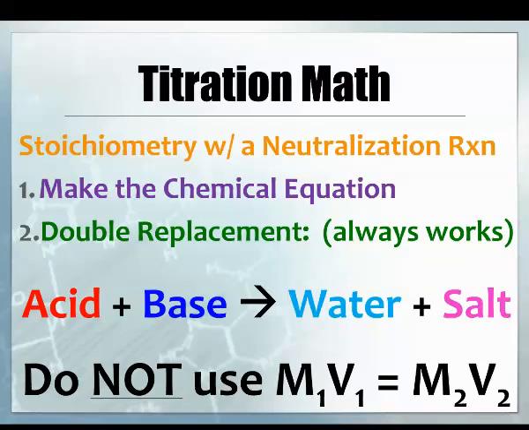We're going to be talking about titration math. Titration math is stoichiometry because we're going to be given one value of one substance and we need to find a different value of a different substance. Be careful that you make the chemical equation. It will be a double replacement, which will always work because one of the products is going to be water, and as a liquid, the reaction will actually happen.